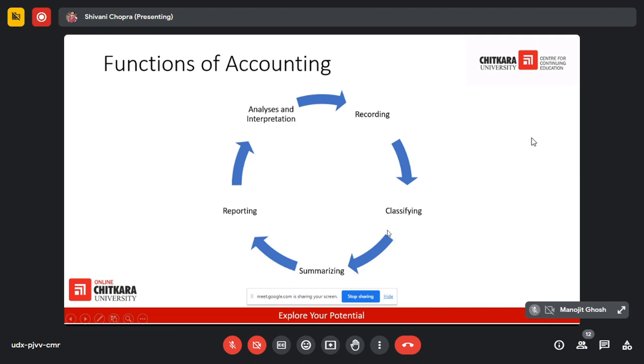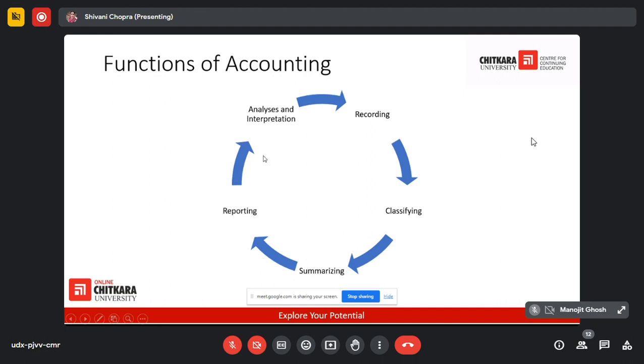Once the ledger is prepared, the summary of the account balances is prepared in the form of a trial balance. And then from that trial balance, a report is prepared. Report is in the form of income statement or balance sheet. And then analysis and interpretation is done. Analysis and interpretation is done, but it's not the function of financial accounting. It is more of a function of management accounting.